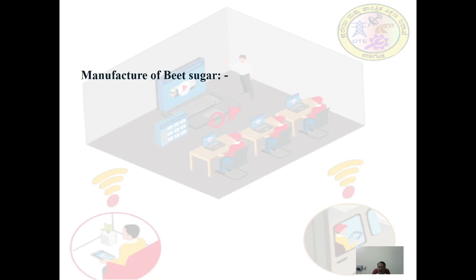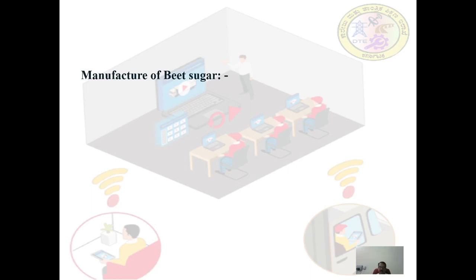The juice is filtered. In the filter press, sulfur dioxide is bubbled through the juice, which precipitates calcium sulfite, which can be removed by filtration. Sulfur dioxide acts as a bleaching agent and acidifying agent.